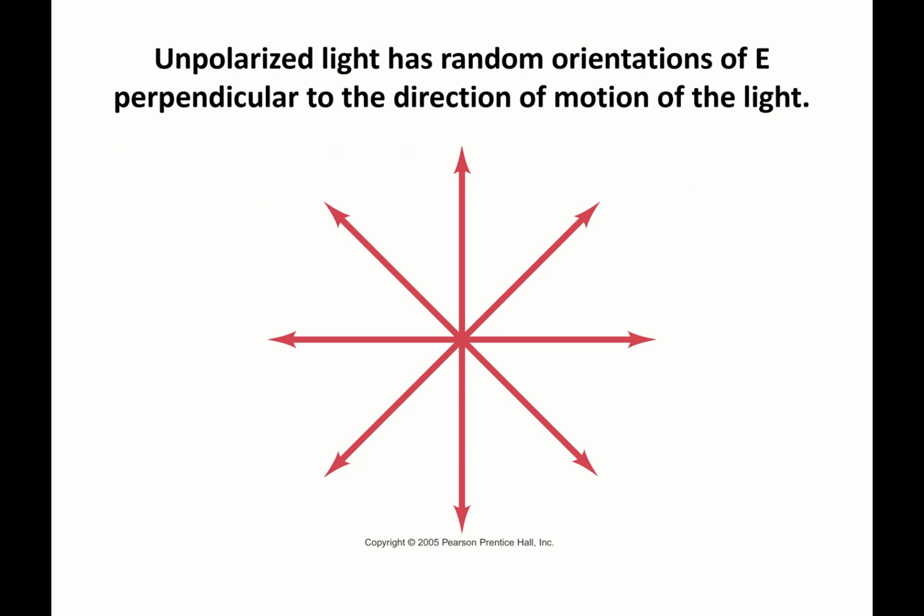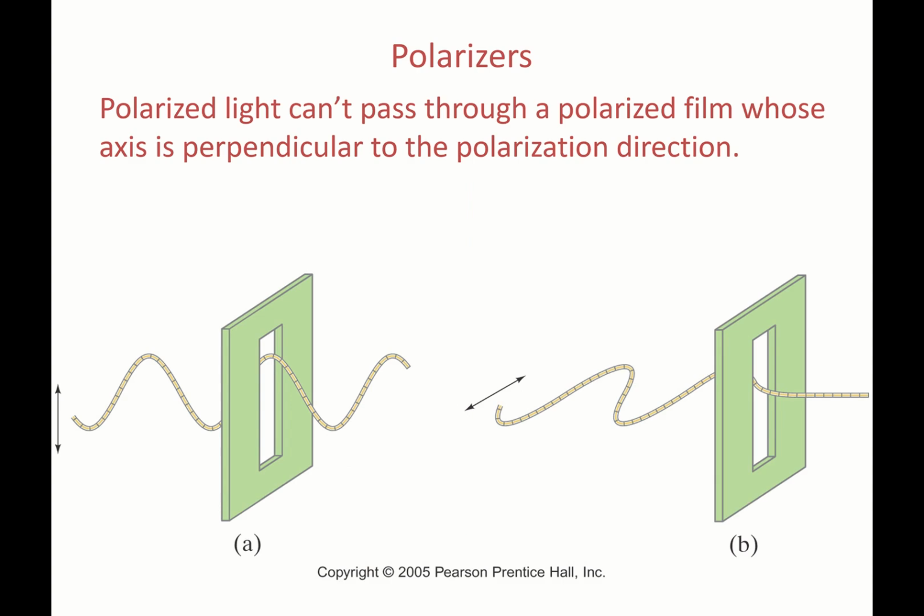Unpolarized light, like light that's coming from the sun or from a light bulb, has random orientations of E. Remember, the electric field is always perpendicular to the direction that the light is moving, but it can be pointing in any direction in the plane. So on average, there are equal amounts of the electric field polarized in any given direction.